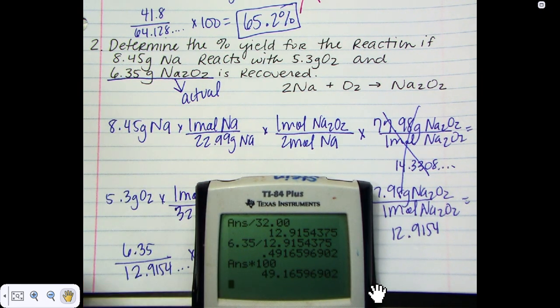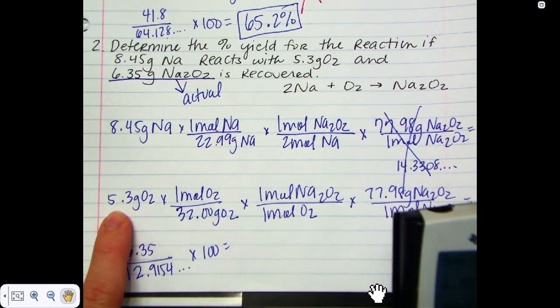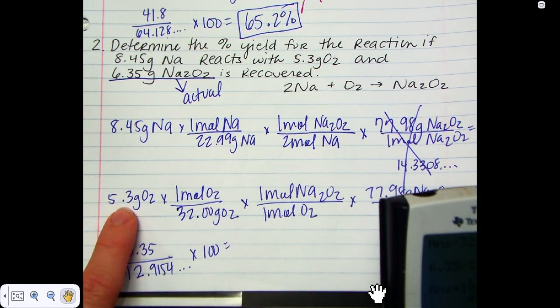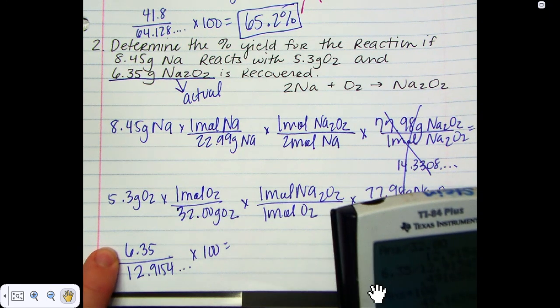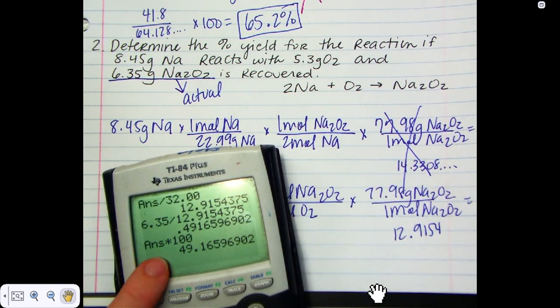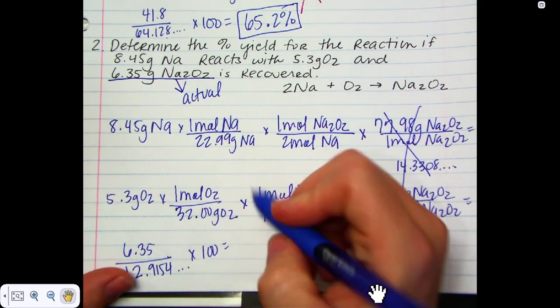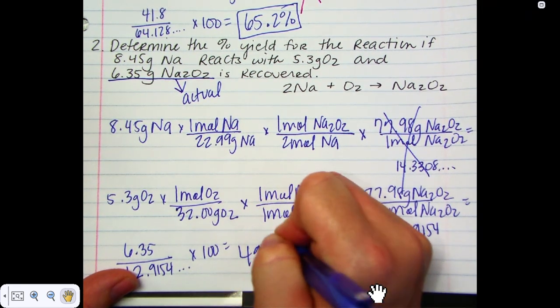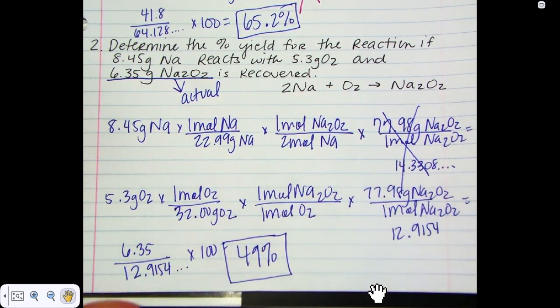All right, now let's check out my sig figs. The oxygen, which is what I'm using, only had 2. The recovered had 3, so I can only use 2, so this is going to be 49. So 49% is what I recovered. Okay. So you're going to see the same thing. Make sure you identify what is your actual recovered versus what are your limiting reagents or your reagent piece.